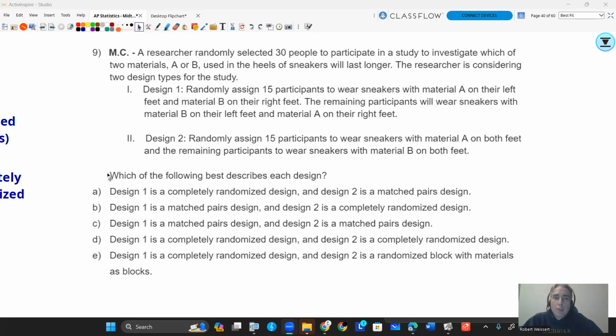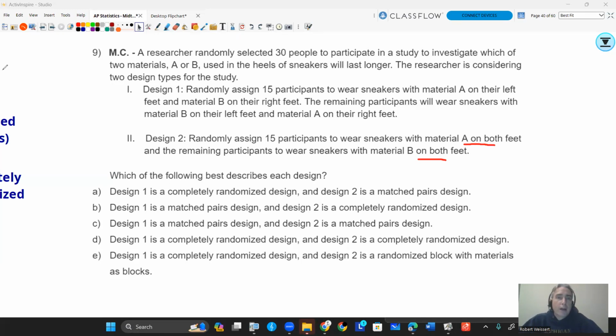Number 2, randomly assign 15 participants to wear sneakers with material A on both feet and the remaining participants will wear sneakers with material B on both feet. See, those people are not getting two different treatments. They're just getting one, but they are randomly assigned to which treatment they're going to use. The issue with that, of course, could be there might be unequal wear and tear. So it's good to have both feet compared for each person because different people walk differently and they have different wear and tear on their shoes.